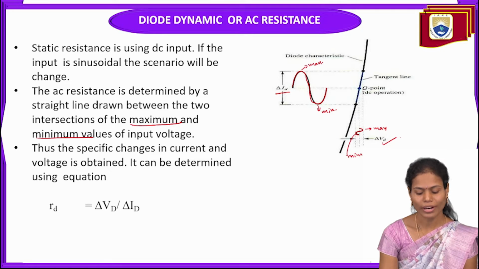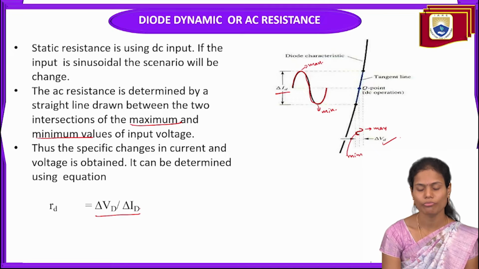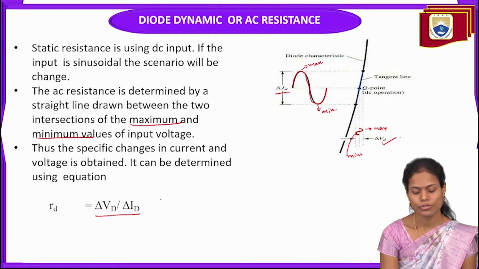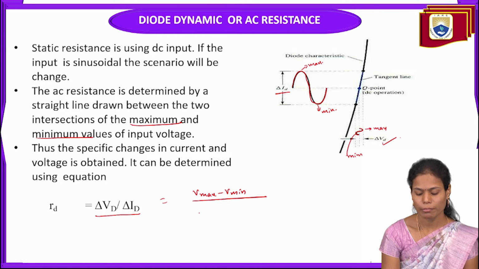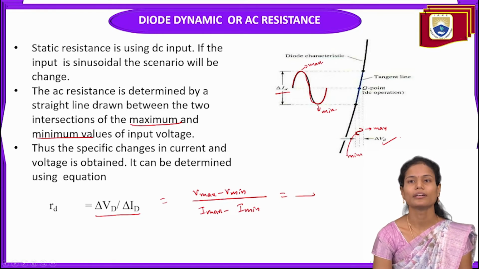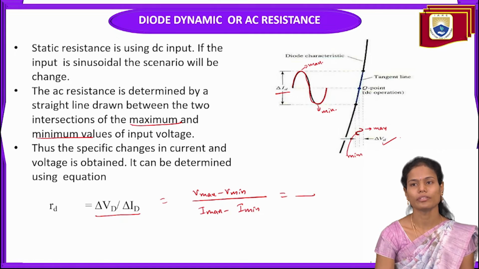And to find this AC resistance, I am taking del VD by del ID. So we can also write it as V maximum minus V minimum by I maximum minus I minimum. So from this we are able to find the dynamic resistance of the diode.